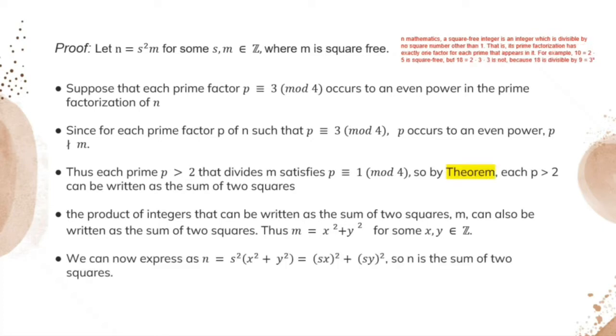When we substitute m into the formula that we assumed before, which is n equals m s squared, we get n equals x squared plus y squared times s squared, and we factorize it, we get sx squared plus sy squared. So here we show that n is the sum of two squares.